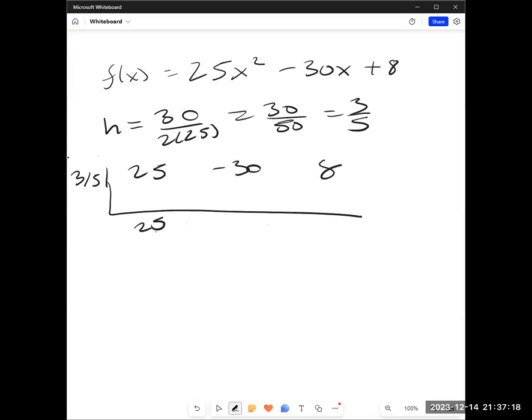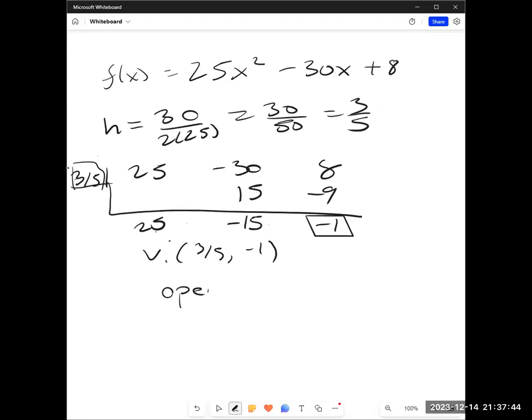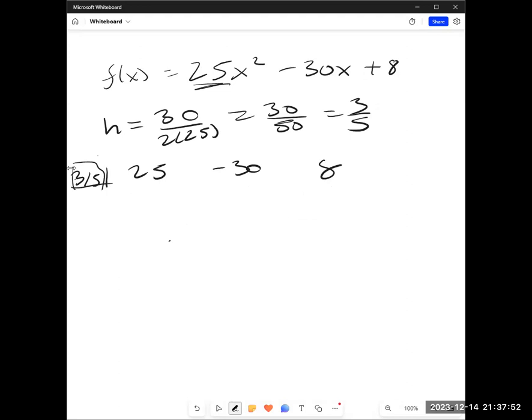25 divided by 5 is 5. 5 times 3 is 15. That's negative 15. Divided by 5 is negative 3 times 3 is negative 9. That's a negative 1. We've got a vertex at 3/5, negative 1, like so. And this one opens up since the leading coefficient here is positive. That means that my vertex is a local minimum, also my absolute minimum.